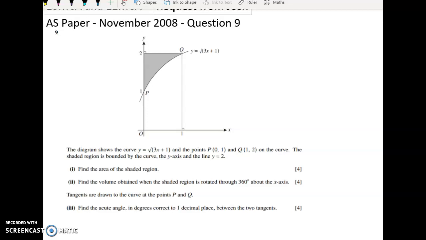The examiner's report for this paper said that this question was pretty badly done, in particular part 3, but I think also part 1 and 2. There are a few little details that you've got to watch out for. So let's go through the first couple of parts of the question before I start.